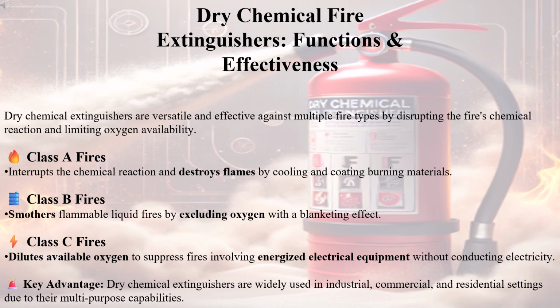Dry chemical extinguishers are versatile and effective against multiple fire types by disrupting the fire's chemical reaction and limiting oxygen availability. Class A fires: interrupts the chemical reaction and destroys flames by cooling and coating burning materials. Class B fires: smothers flammable liquid fires by excluding oxygen with a blanketing effect. Class C fires: dilutes available oxygen to suppress fires involving energized electrical equipment without conducting electricity. Key advantage: dry chemical extinguishers are widely used in industrial, commercial, and residential settings due to their multi-purpose capabilities.